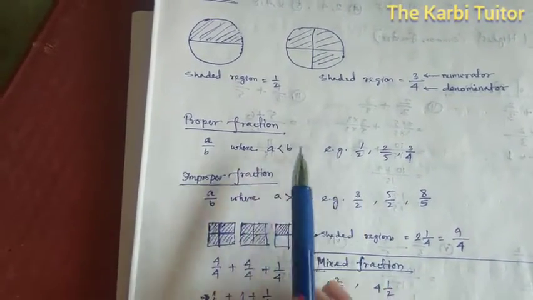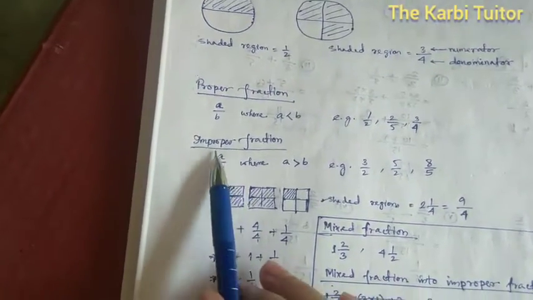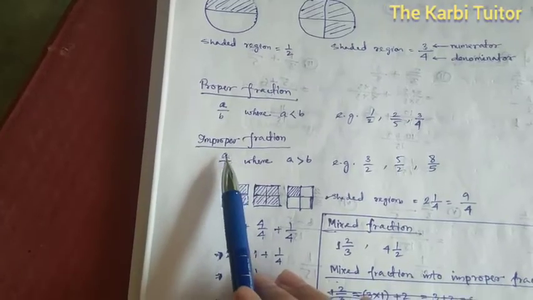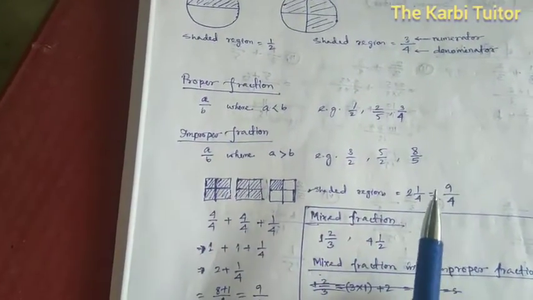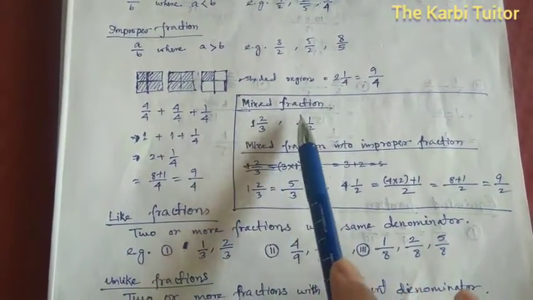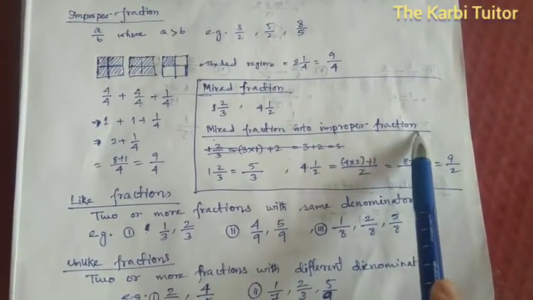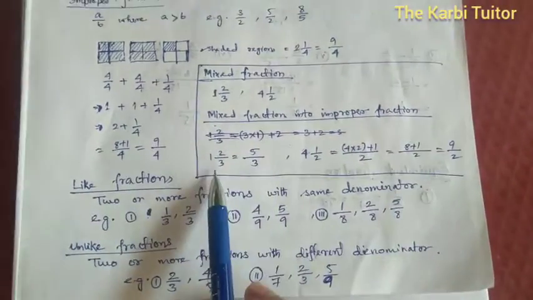In a proper fraction, a is less than b. In an improper fraction, the numerator is greater than the denominator. A mixed fraction is a fraction of this form. A mixed fraction can be converted into an improper fraction.